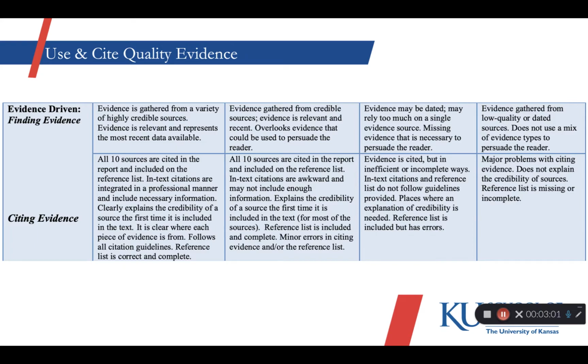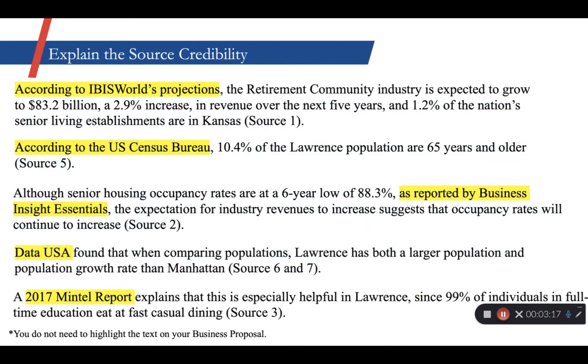You need to find, use, and cite quality evidence to create an effective proposal. The research summary video explains how to use the library research guide. As noted on the rubric, you need to explain the credibility of each source the first time you use it in the proposal. The examples here show how to explain the credibility of the source in the text of the sentence. If you use 10 sources in your proposal, you will have 10 sentences that explain the source.